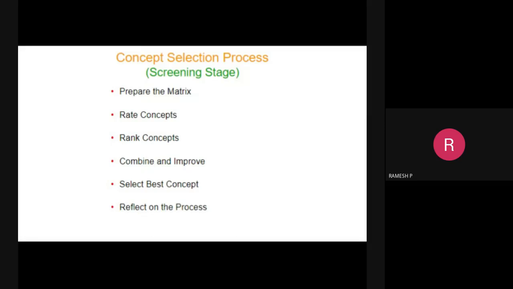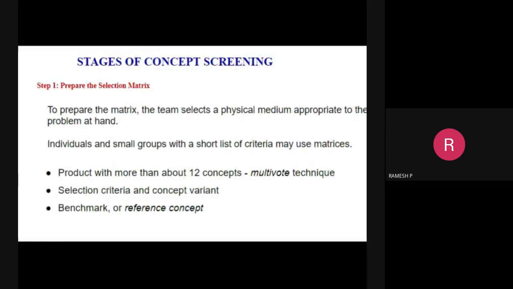And select the best concept. Obviously, it is one of the important activities. We have to select the best one. We have to be aware of the average concept and the poor concept. We have to leave out the average concept. Reflect on the process, like continuous improvement, like a Kaizen activity.